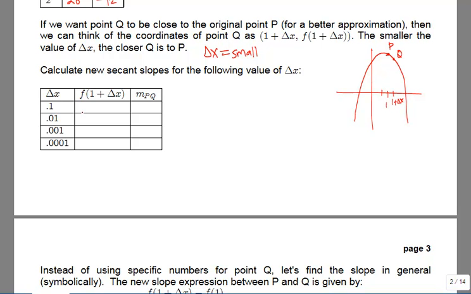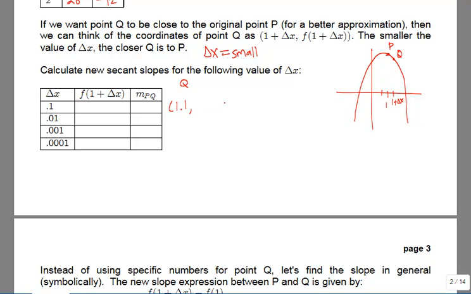So for example, if I say that delta x is 0.1, then that means point Q is actually going to have as its x coordinate 1 plus 0.1. So that would be 1.1. So our point Q is pretty close to P. It's at 1.1. Now how would you find that y coordinate?